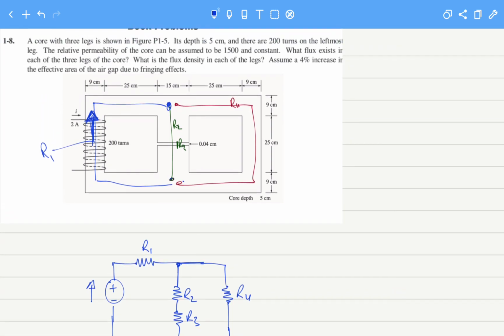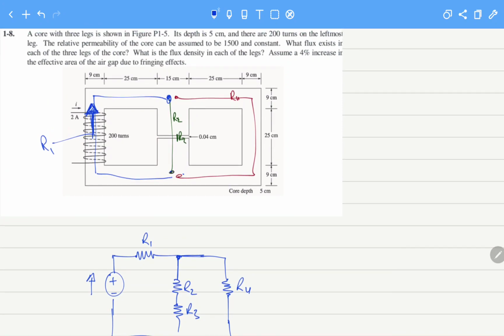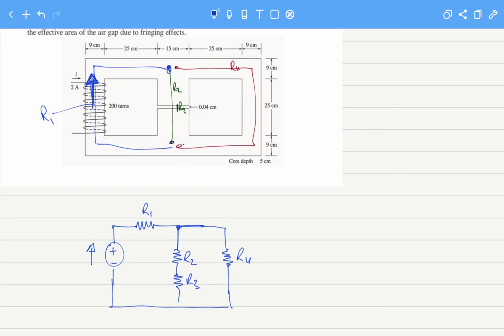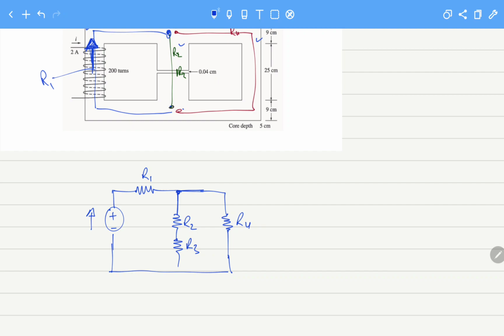And what is the question? What flux exists in each of the three legs? First, they want to know what are the reluctances that exist in all the three legs. Then what flux exists in this leg, and this leg. What is the flux density? Assume the effective area of the gap due to fringing. So we also have a fringing effect acting here. So we need to calculate the flux here.